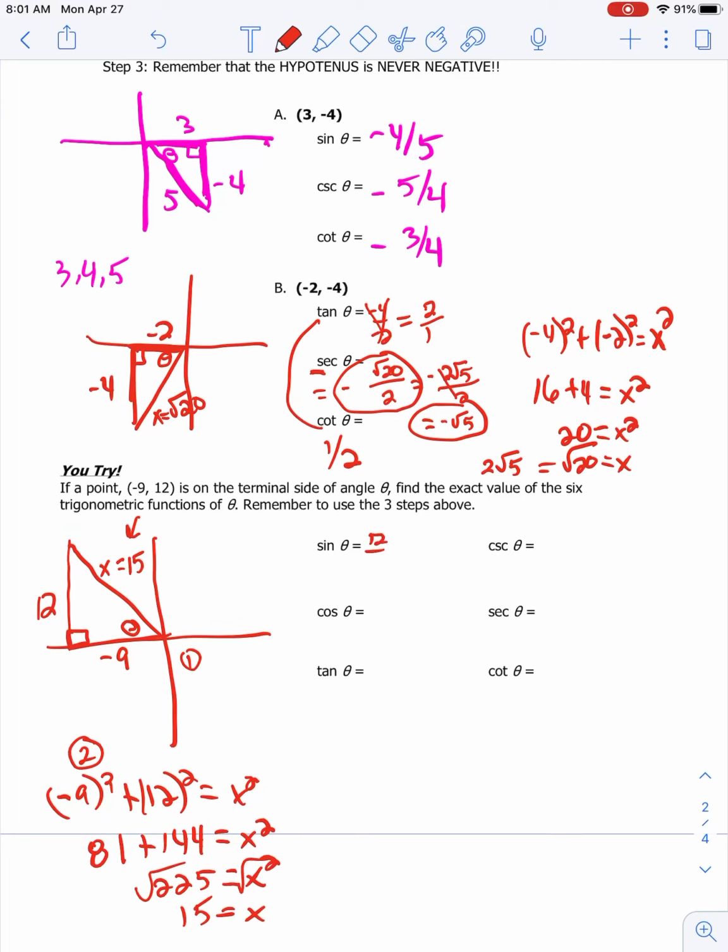Okay, so we get 12 over 15. You really should simplify it. The numbers are small enough. So 3 goes into those 4 and 5 times. And then you can flip this over, 5/4. Cosine, -9 over 15. So -3 over 5. Flip that over for our reciprocal, 5/3. Tangent, 12 over -9. So I'm going to put the negative out front. So you get -4 over 3. Or you can have the negative on top, out front, it's fine. And then flip that over. So we get -3 over 4.